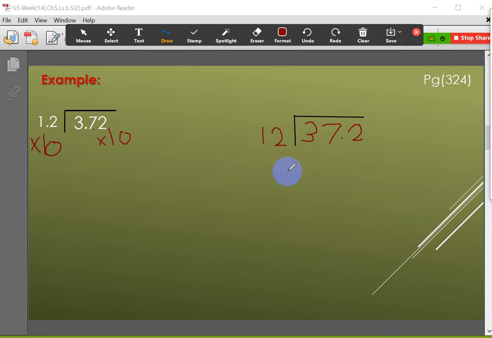37.2 divided by 12. First thing, I have to take 3. Can I divide 3 by 12? No. So you take 37. Okay, 37 divided by 12.